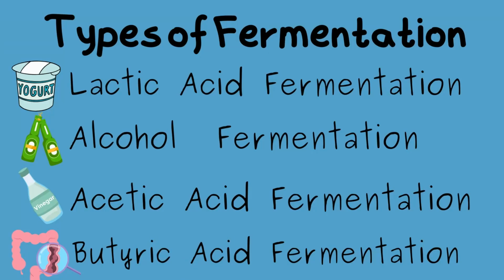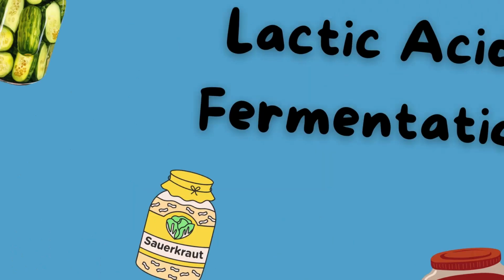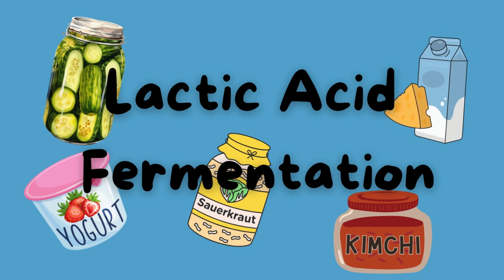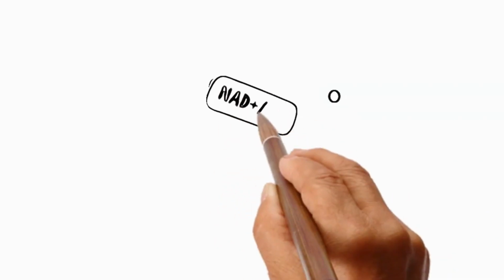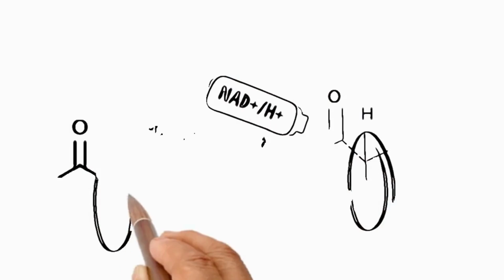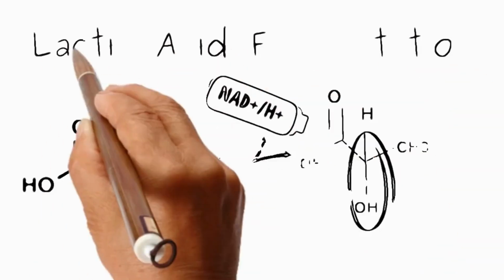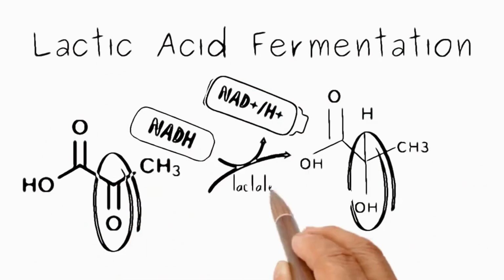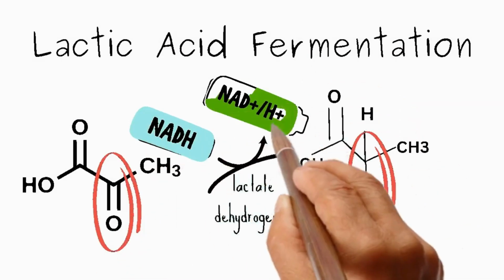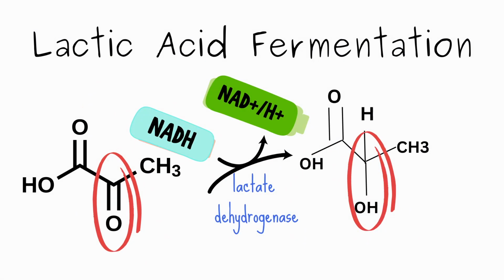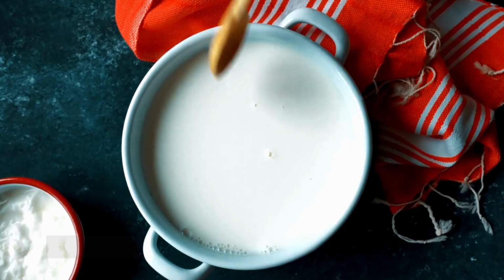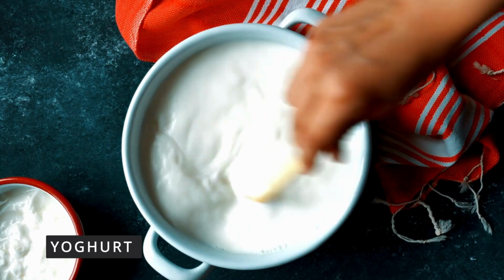There are several classes of fermentation depending on the end product during the process. The first type is lactic acid fermentation. Lactic acid fermentation takes place in certain bacteria like lactobacillus. During lactic acid fermentation, pyruvate is reduced to form lactic acid. Lactic acid fermentation is how we get products like yogurt, which we get from milk.